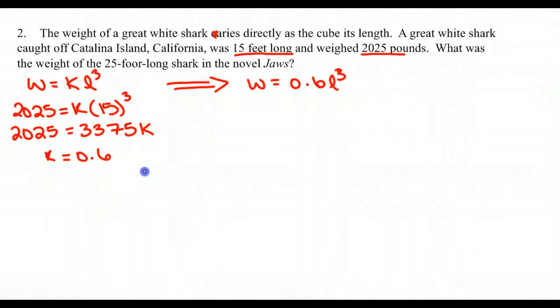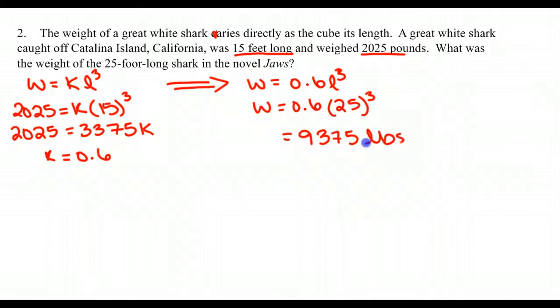Now we're going to use that information to rewrite our direct variation equation. The question now asks us to figure out what was the weight of the 25-foot long shark in the novel Jaws. So we have the length, which is 25. We're going to cube that. So now we're going to do 25 cubed and multiply that by 0.6, and the weight of that shark comes out to be 9,375 pounds.